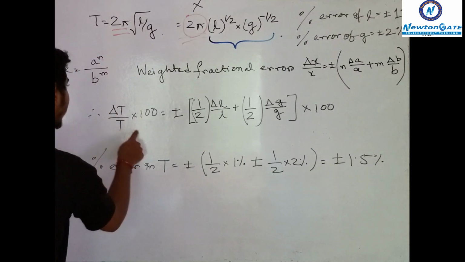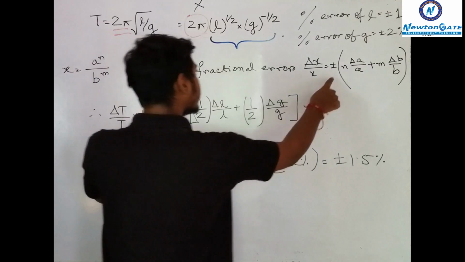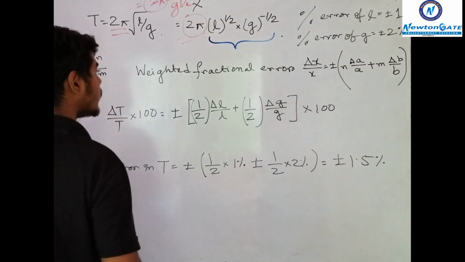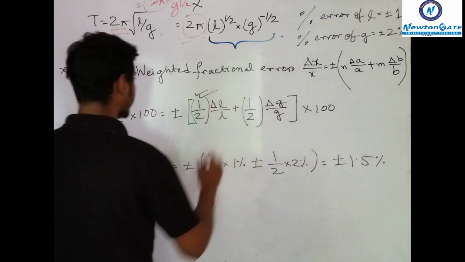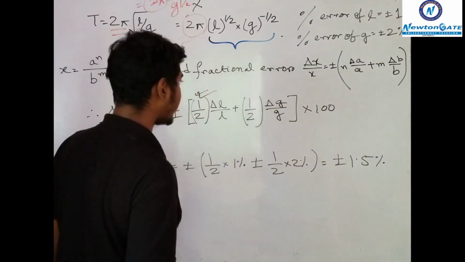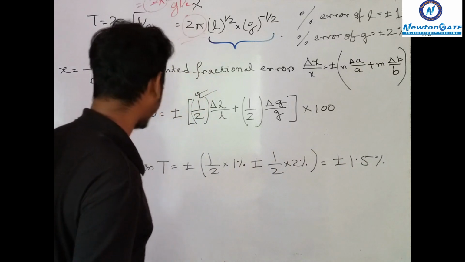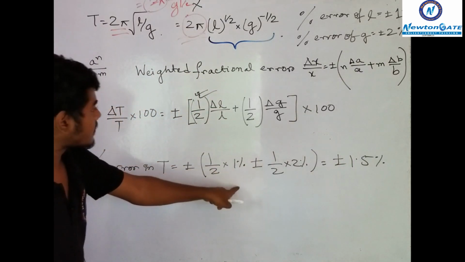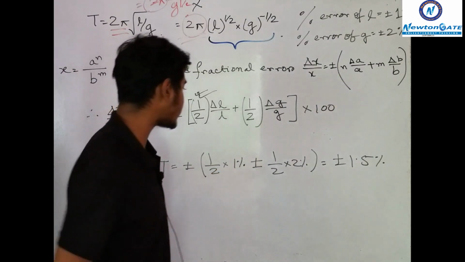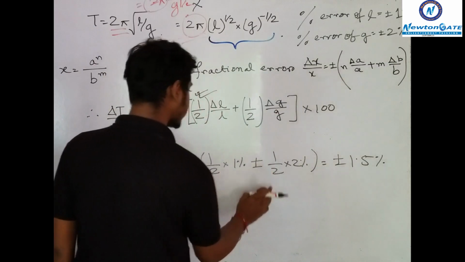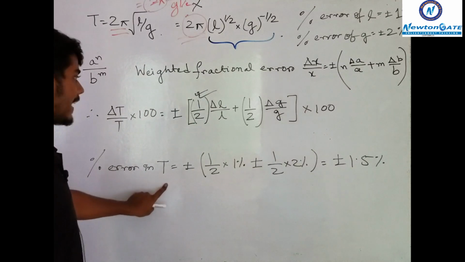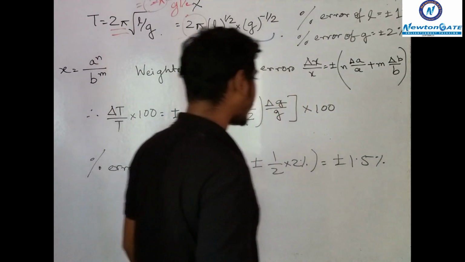So delta T by T multiplied by 100, we take the percentage error, plus minus n. Here n is half, so that would be half multiplied by delta L by L plus half multiplied by delta g by g, into 100. Now the percentage error of L is given as 1% and of g as 2%, and the powers are half and half. So half multiplied by 1% plus half multiplied by 2%, we get the percentage error in T, the time period, as plus minus 1.5%.